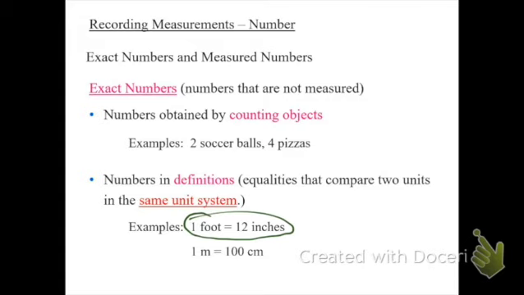So I cannot say, for example, something like 1 gallon, or let's say one gallon equals 3.78 liters. That would not be exact because the gallons is in the US system and the liters are in metric system. So that's not an exact number. 1 meter equals 100 centimeters. That's an exact number because it's a definition of 1 meter in the same unit system.